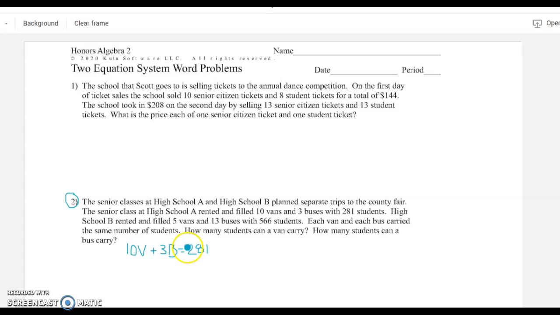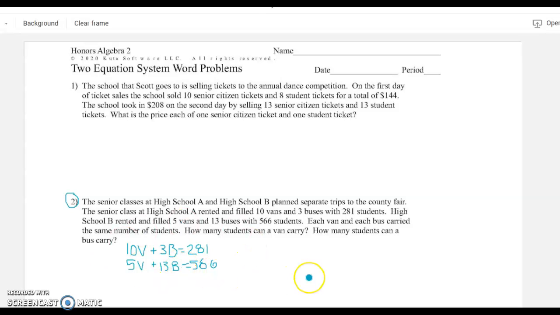High school B is the second situation, did 5 vans. I'm going to have 5V plus 13 buses, 13B. Guess they really like buses. And they took exactly 566 students. So each van and each bus carried the same number of students. It's a mathematical miracle, right? So how many students can a van carry? How many students can a bus carry?